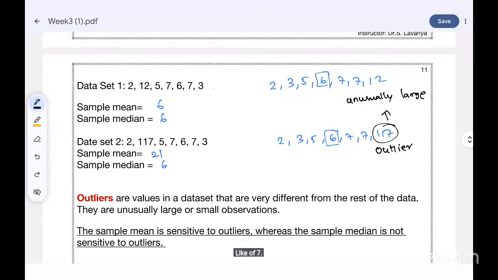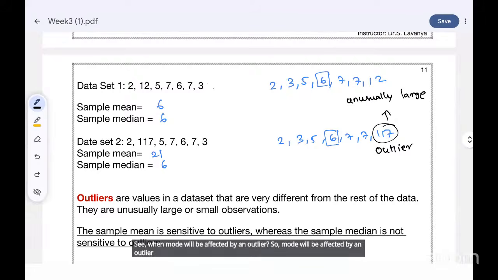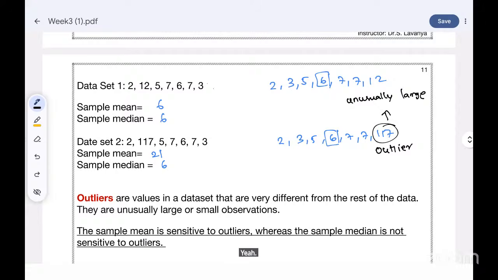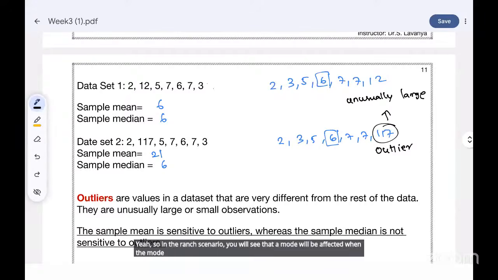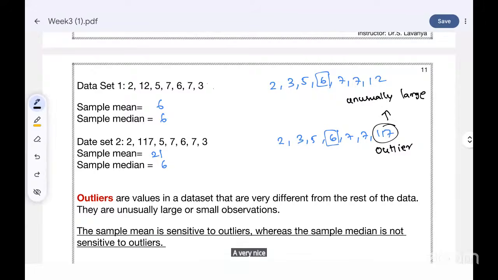See, mode will be affected by an outlier usually when the outlier is itself the mode. Otherwise, no. So in the rare scenario, you will see that the mode will be affected when the outlier itself is the mode. But see, this is a possible case with very low probability. Let me complete my statement.